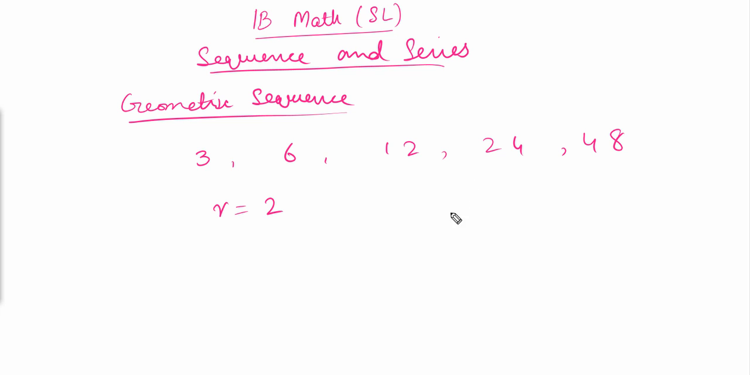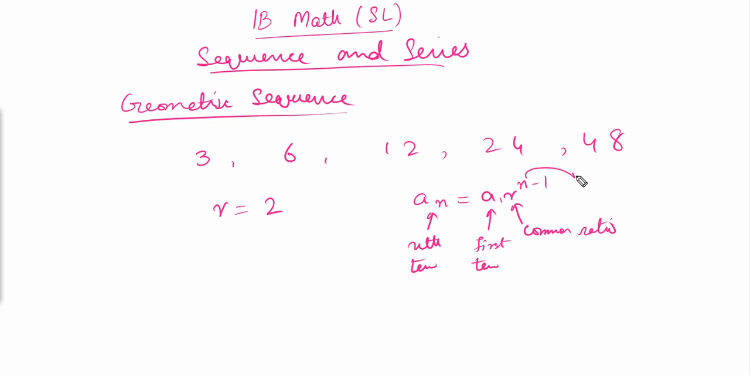So for example, if you want to find out the nth term of the geometric sequence, the formula will be like this: an equals a1 times r to the power of n minus 1, where a1 is the first term, an is the nth term, r is the common ratio, and n is the number of terms. So this is how we can use this formula to work out the nth term of the geometric sequence.